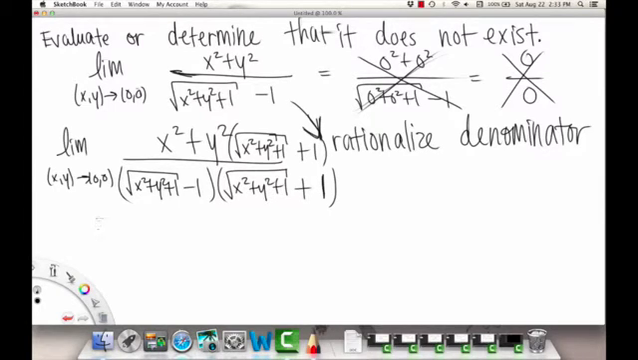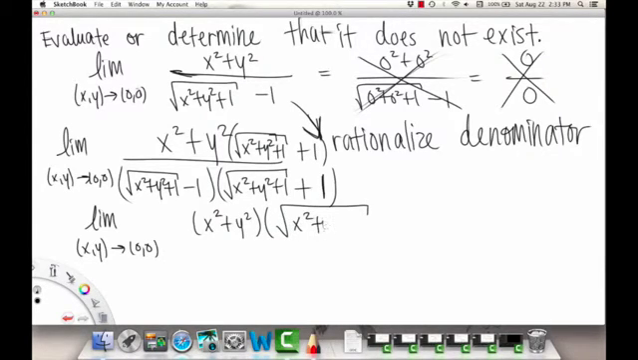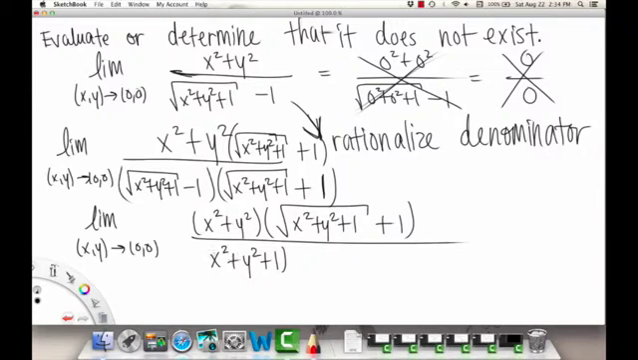Okay, so what happens when we do this? We're just going to have to do a little bit of algebra here. The limit as (x,y) goes to (0,0) of, on the top, I'm just going to keep that x squared plus y squared in parentheses, and then we have the square root of x squared plus y squared plus 1, plus 1 outside. The bottom is a difference of two squares, so we square both of them and put a minus sign in between. So we have x squared plus y squared plus 1, the square root being squared, and then minus 1 being squared.